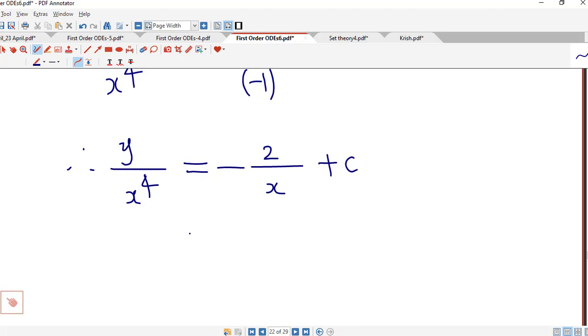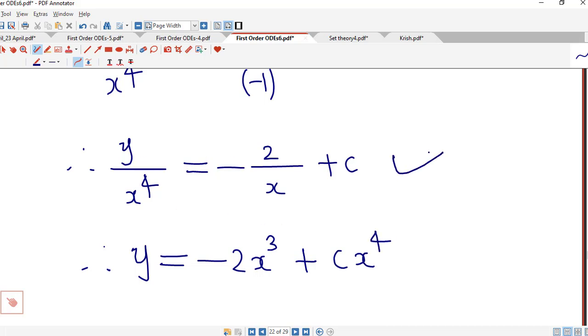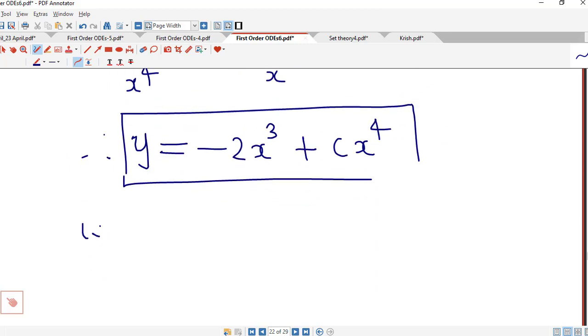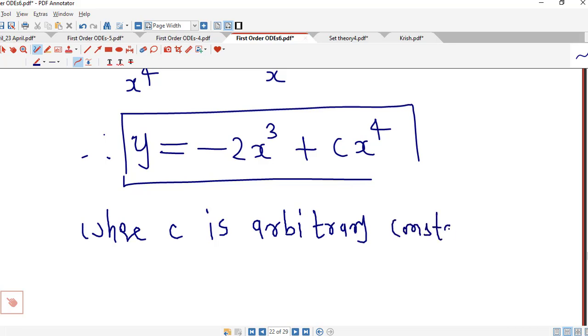So this is the general solution. If we wish, we can multiply the whole equation by x raised to 4 and we can rewrite our solution in this form. By multiplying this equation by x raised to 4, here x raised to 4 will cancel out. Here we will have minus 2 x raised to 4 over x, that is x cube, plus c times x raised to 4. So this is the general solution of the given differential equation, which was linear with y as dependent variable, where c is an arbitrary constant.